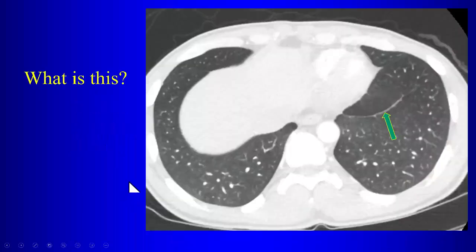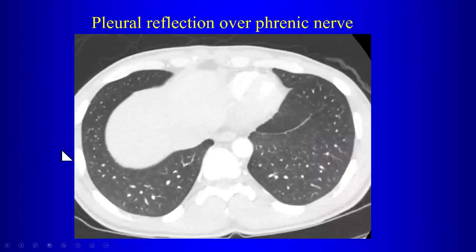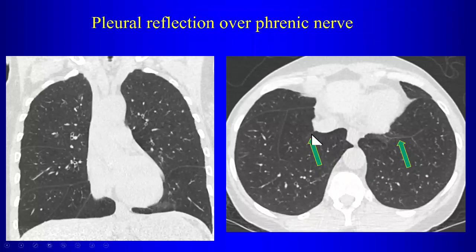Okay. What is this? The phrenic nerve. That is the pleural reflection right over the phrenic nerve. The major fissure is out here; it's more anterior. That is the pleural reflection over the phrenic nerve. So we can see that on a CT. On the right side, it's related to the IVC. There it is on the right side. Here it is on the left side. Okay.